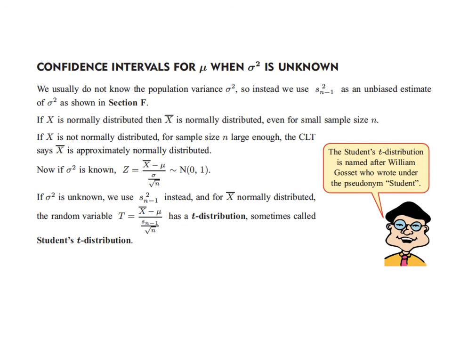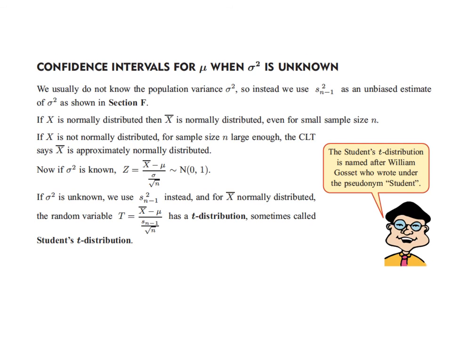The next question is, what do we do when we don't know sigma? And generally it is unknown. And therefore we are going to estimate sigma, or sigma squared, the variance, from a sample. We saw that we are going to use S n minus 1 squared, which is an unbiased estimate for sigma squared.